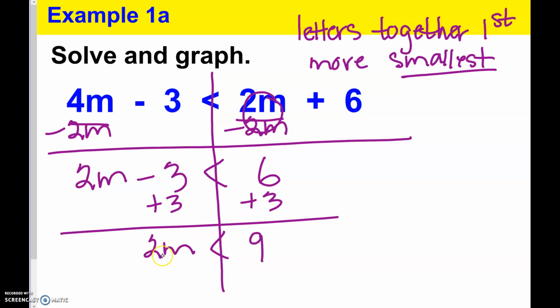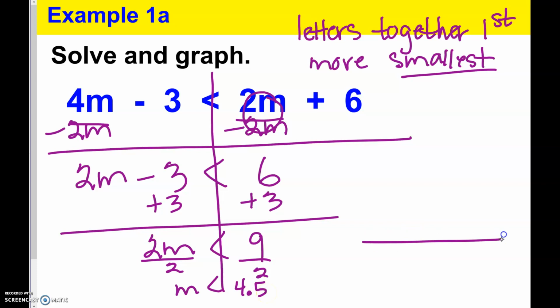Okay, now that says 2 times m, so the opposite of times is divide. So I'm going to divide both sides by 2. So m is less than, and you can leave it as 9 over 2, or some of you are going to grab a calculator and find out that that decimal value is 4.5.